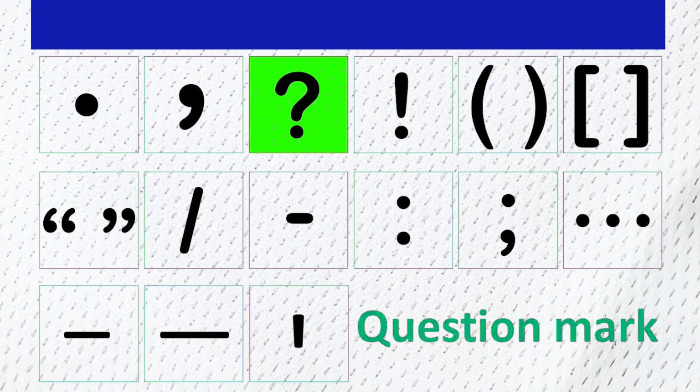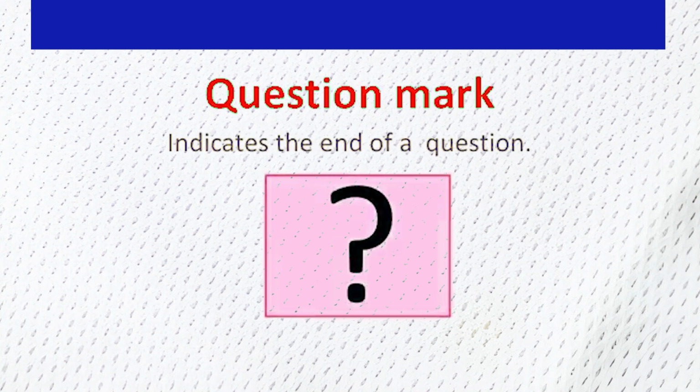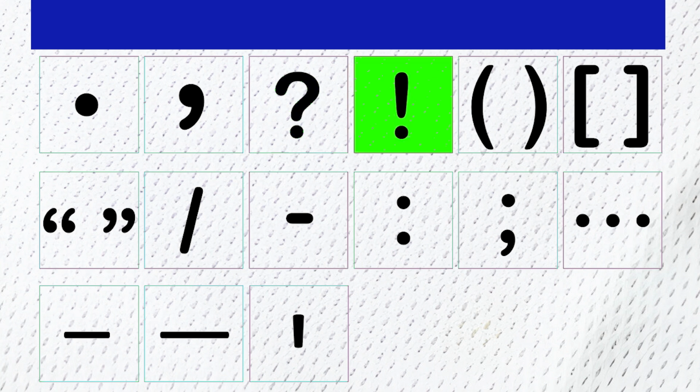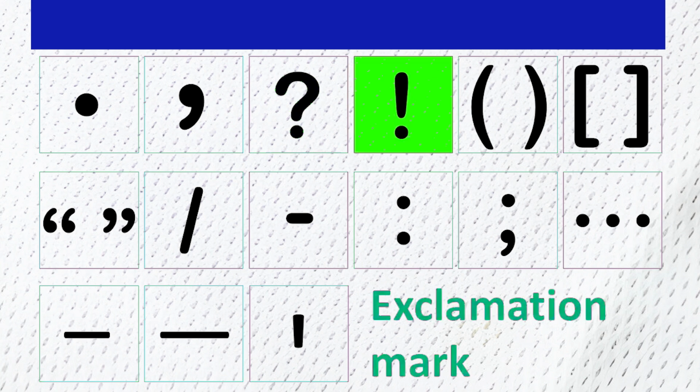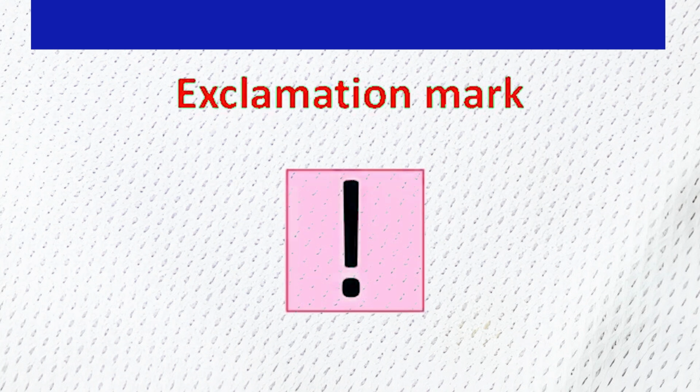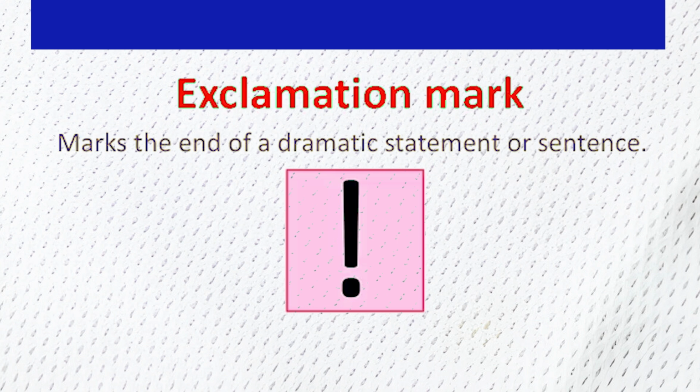Question mark. A question mark indicates the end of a question. Exclamation mark. An exclamation mark marks the end of a dramatic statement or sentence.